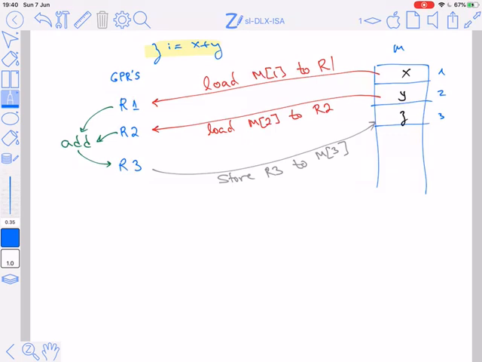Next, we need to copy Y to R2. That is loading M2 to R2. So now X is stored in R1, Y is stored in R2. Now we need to perform the addition. We feed an adder with the values of R1 and R2, and the sum is stored in R3. Now we need to copy the sum back to the memory. So we need to store R3 in the location M3. Okay, good.